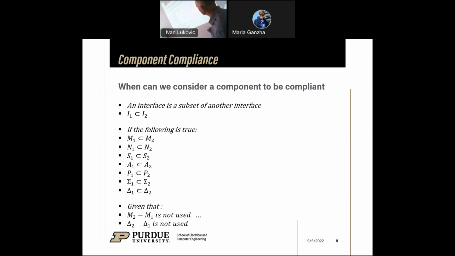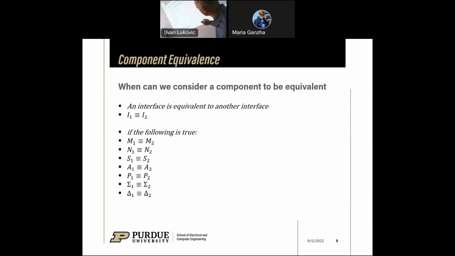Then in the next slide, this is the ideal implementation, where we say they have to be completely identical in all these parts. In order for us to say that interface 1 is equal to interface 2, we have to make sure that all these parts are the same as far as their sets. Otherwise, we cannot guarantee that.